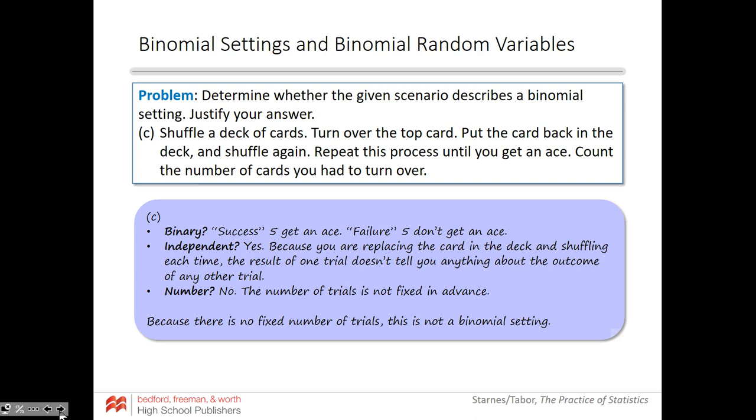But here's the problem. We don't have a fixed number of trials. We're repeating the process until we get an ace, so I don't know how many trials I'm going to do. If I changed this and said, repeat this process 10 times, then this would be binomial. But in this case, this is, again, not binomial.